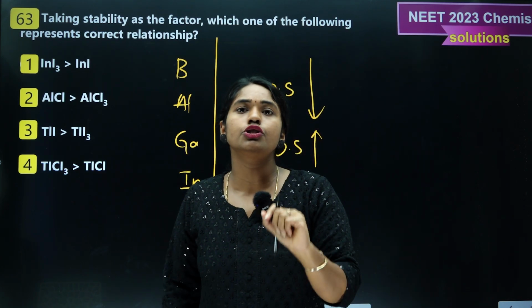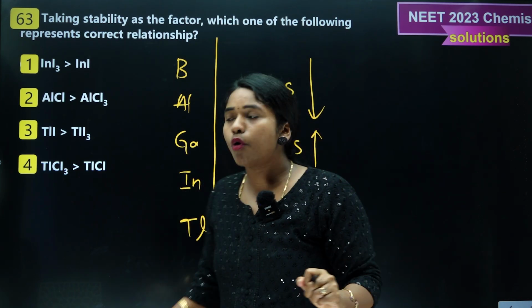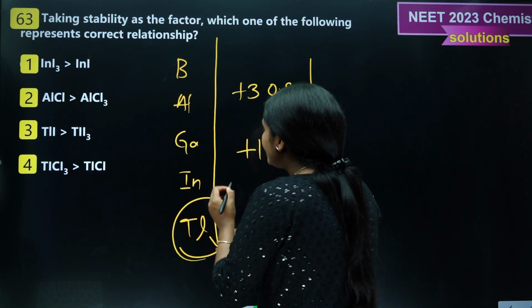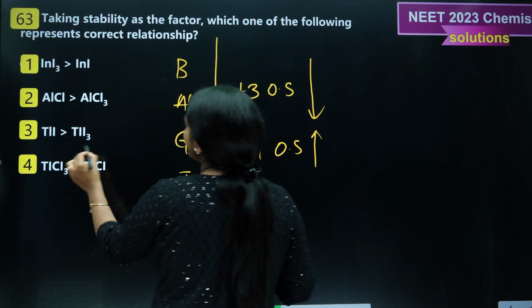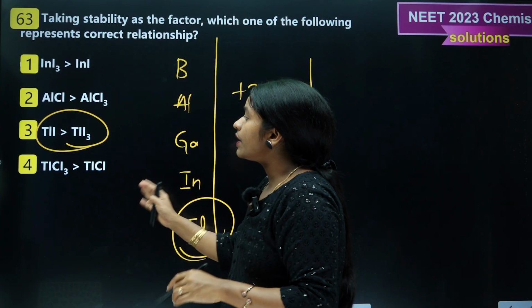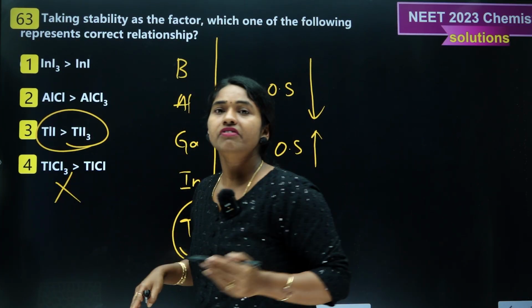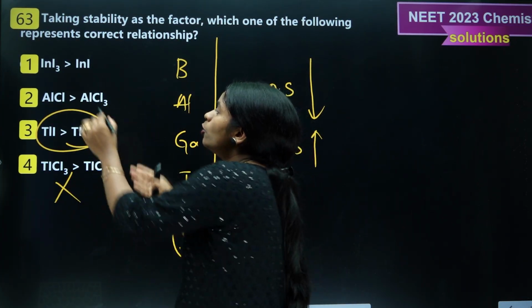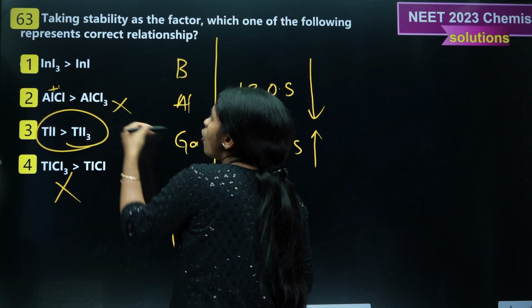Electrons don't like to participate in bonding in this element, so thallium is more stable in the +1 state than the +3. So you can see here the +3 state is given, which is the wrong option, and for aluminium the +1 state is given, which is the wrong option.